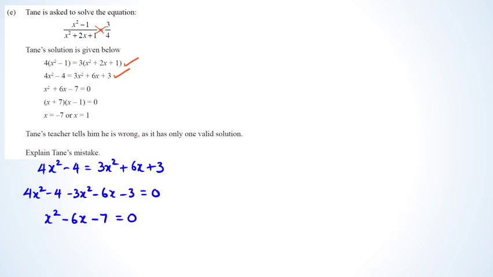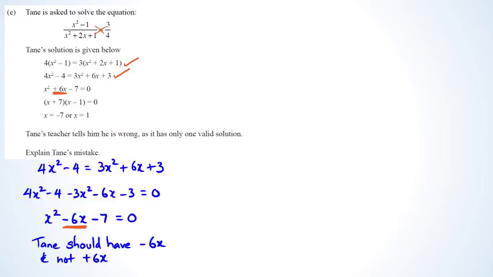And I guess that's the first mistake Tane has actually made, because what he's supposed to have is minus 6x, but what he's written is plus 6x. So that's the first mistake. Okay, so we're going to write down: Tane should have negative 6x and not positive 6x.